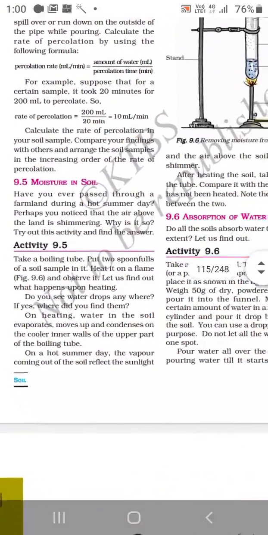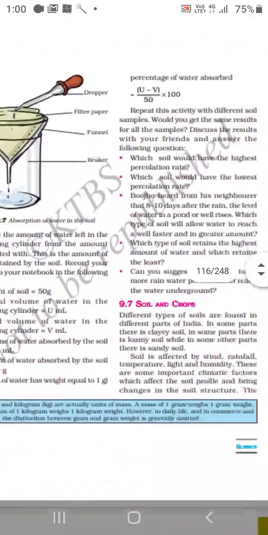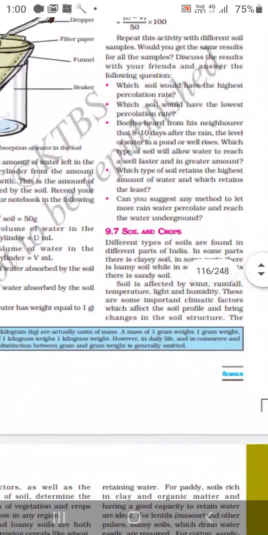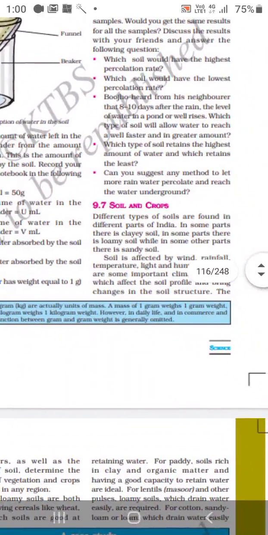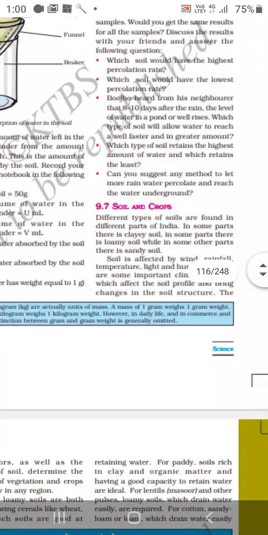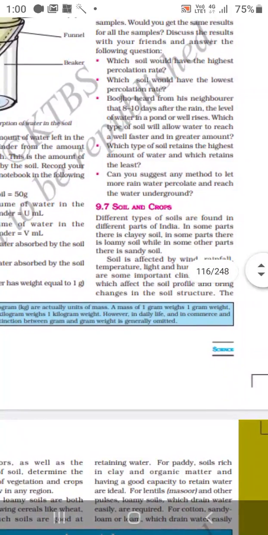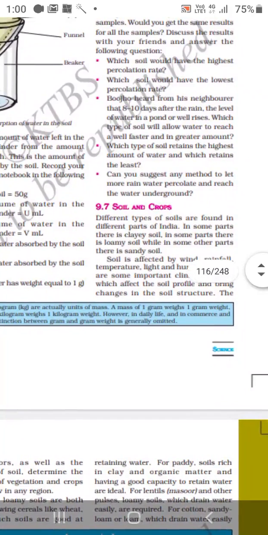There will be moisture in soil. Absorption of water by soil also we can measure. Next we'll go for soil and crops. Different types of soil are found in different parts of India. In some parts there is clayey soil, in some parts loamy soil, in some parts sandy soil. Different kinds of soil help different kinds of crops to grow.